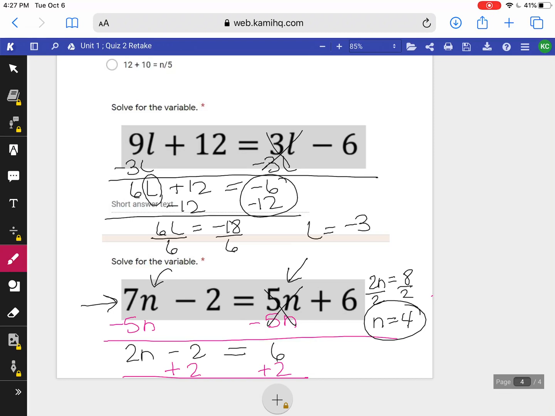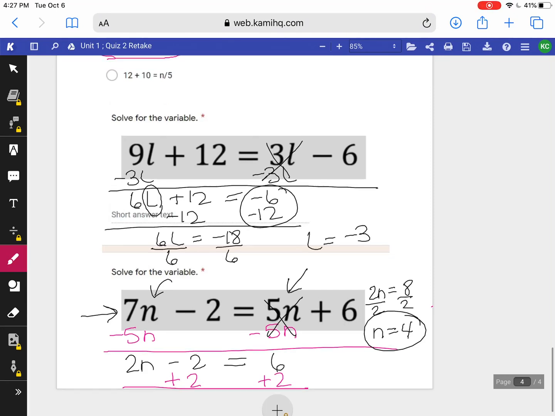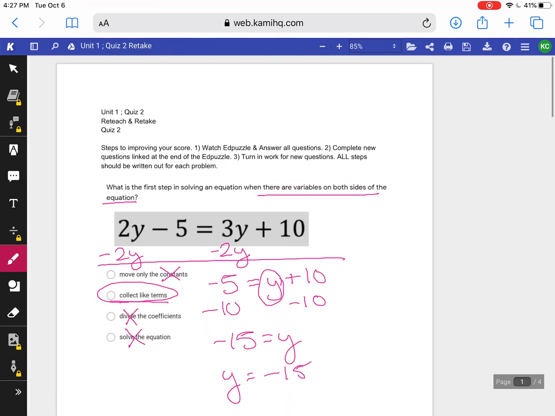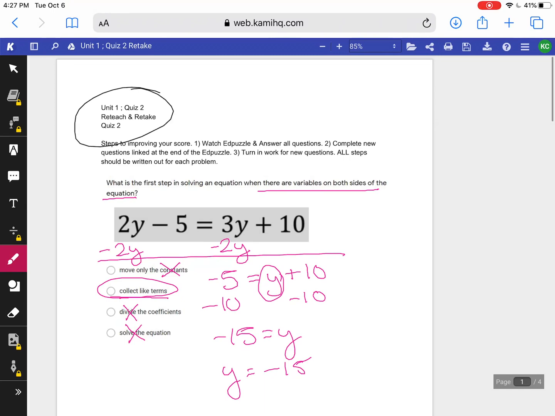Okay, that concludes the review for the quiz. Now what you're going to be doing is going to practice similar questions to this, and when you're done writing out all of the work on a separate sheet of paper, bring that paper into me, and then we can look at improving your test score for Unit 1, Quiz 2.